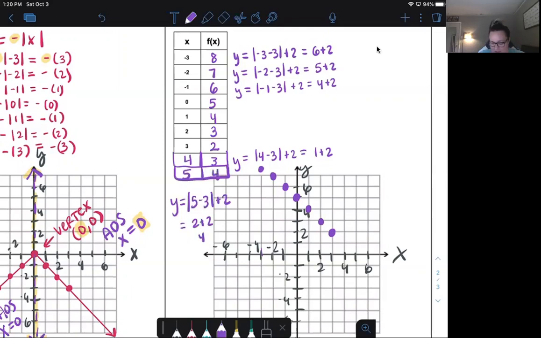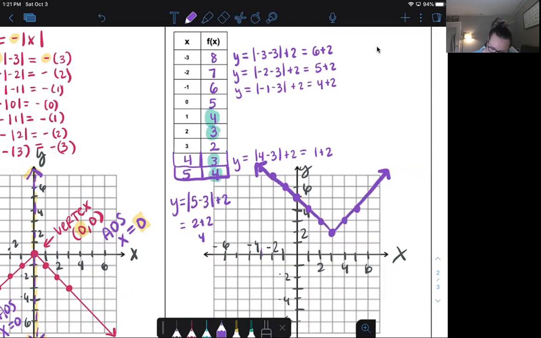There we go. And now I see that (2, 3) matches (4, 3), and (1, 4) matches (5, 4). And so now I'm going to start getting that V shape, that symmetrical V shape that we want. So I'm going to graph (4, 3) and (5, 4). And now I've got this V shape, and I can go ahead and draw in my lines and extend my graph to the far right and the far left, just like I wanted to.